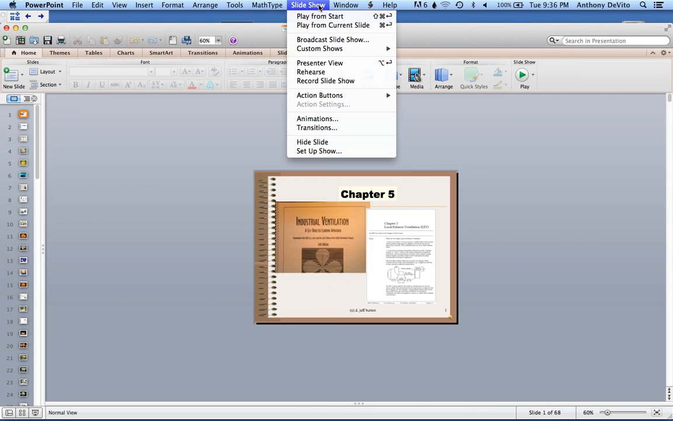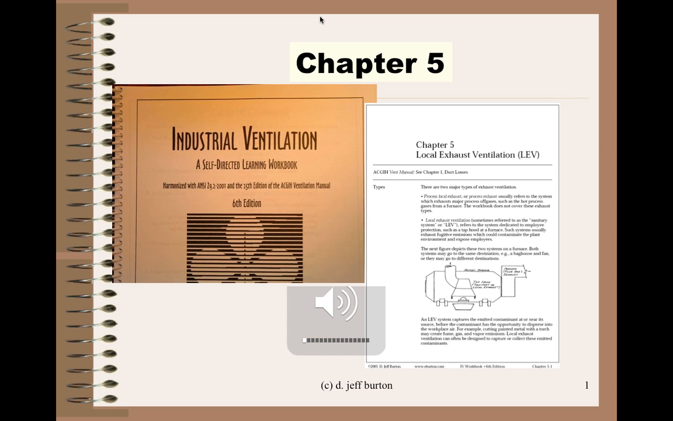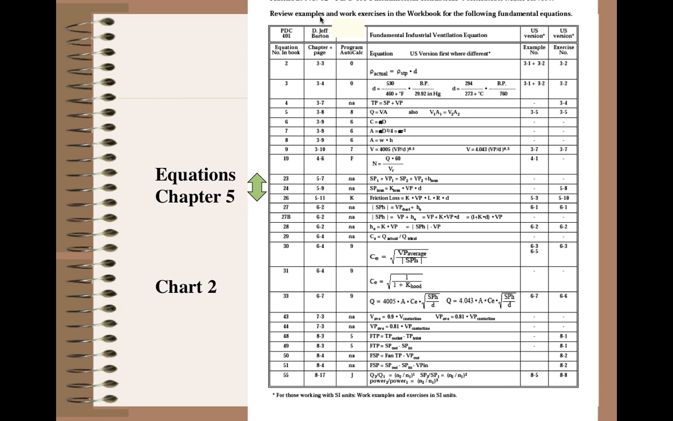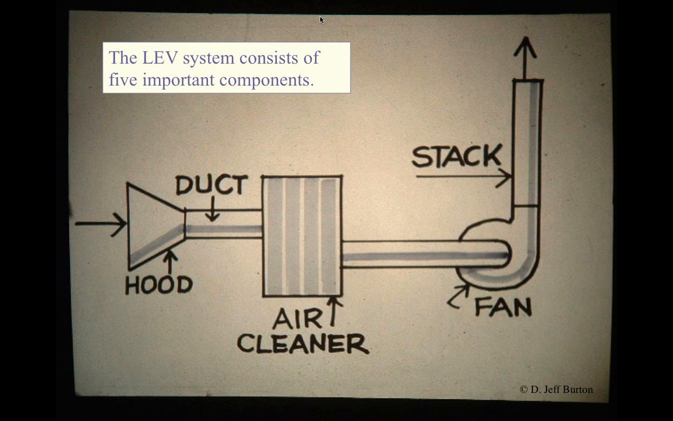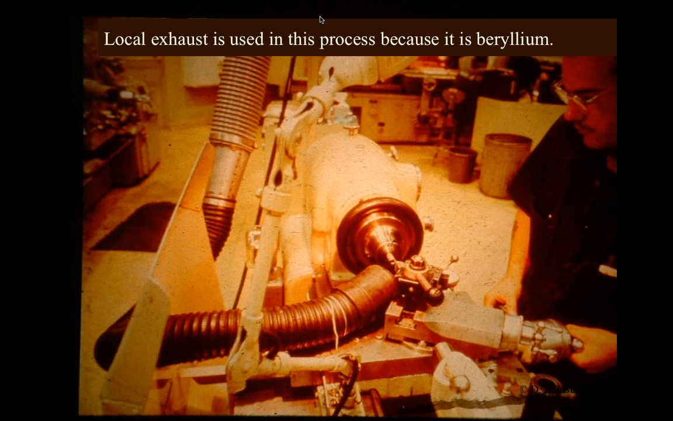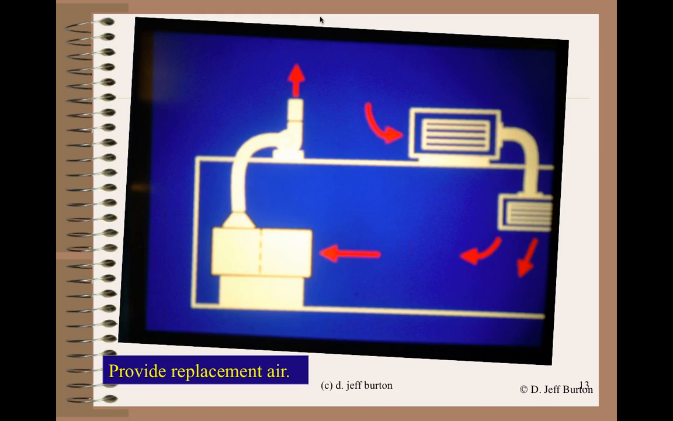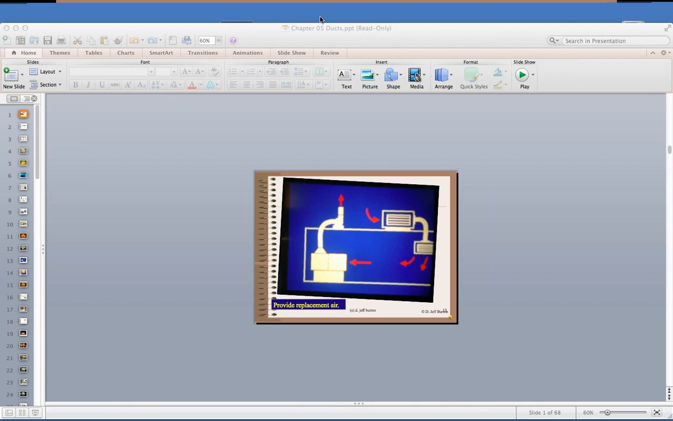Okay, I'm gonna just want to play one of these right now. Turn the sound up. We're going to be covering chapter 5 in the industrial ventilation workbook. Incidentally, if you look at chart number 2, you will see the local exhaust ventilation system has 5. Also remember, we need to always provide replacement air as part of our problem.